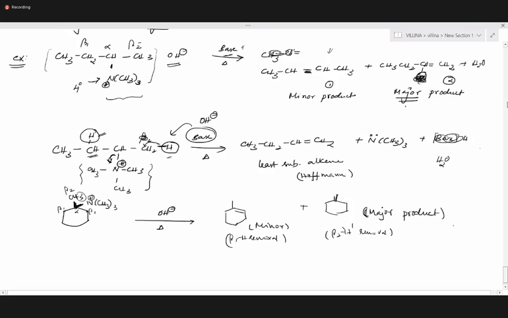That's why the preparation of alkene from quaternary ammonium compounds is given the name Hofmann elimination, indicating the major product is the least substituted alkene. So clear with this method, right? Anyone having any doubts in this part?